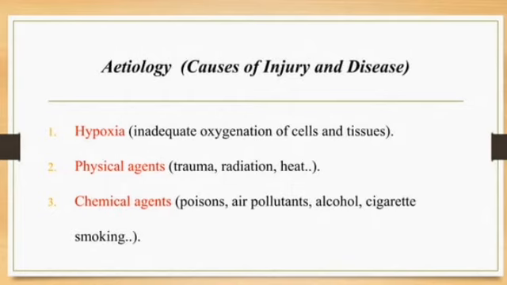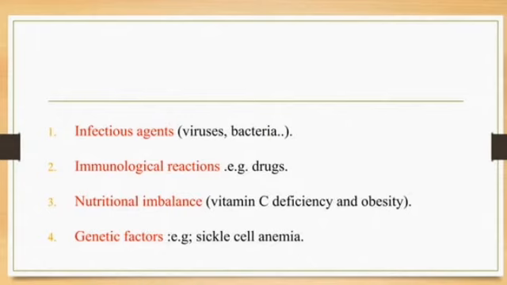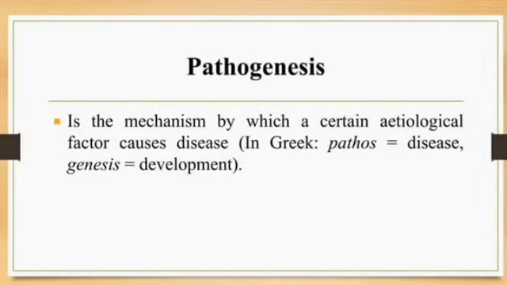The first one is hypoxia. This is the inadequate oxygenation of cells and tissues. Second is physical agents, like trauma, radiation, heat, etc. While speaking about the chemical agents, it is caused due to poison, air pollutants, alcohol, cigarette smoking. Infectious agents like virus and bacteria. Immunological reactions, like those because of drugs. Nutritional imbalance, like vitamin deficiency and nutritional deficiencies, and it may also cause obesity. While speaking about the genetic factors, it is caused due to sickle cell anemia.